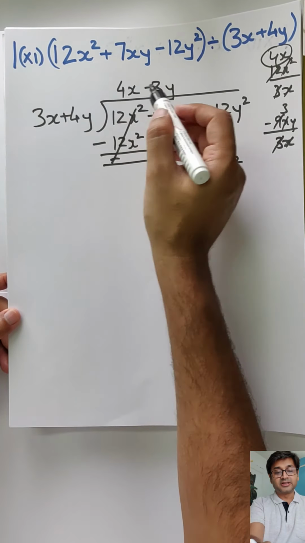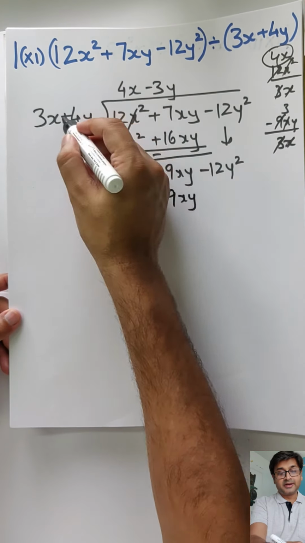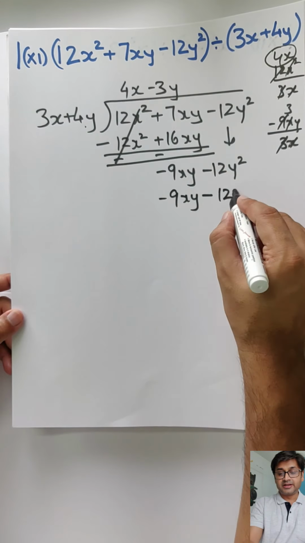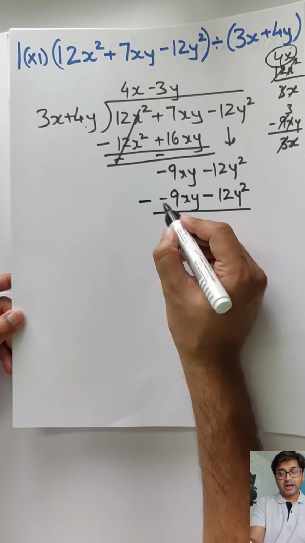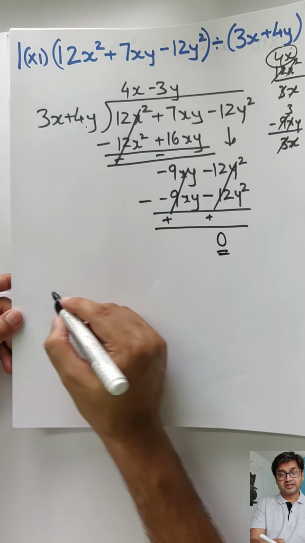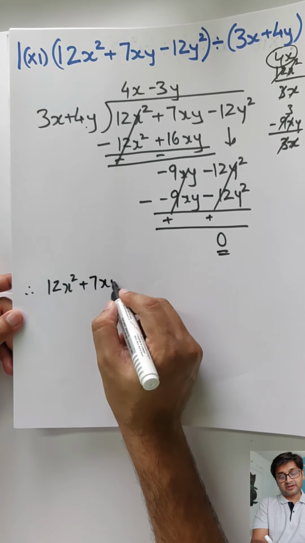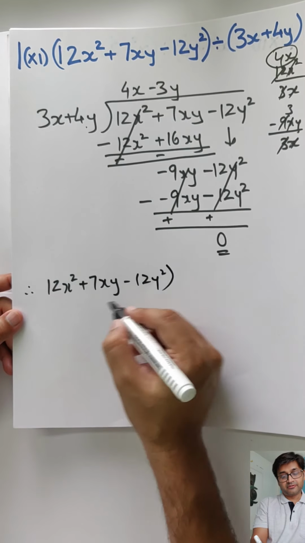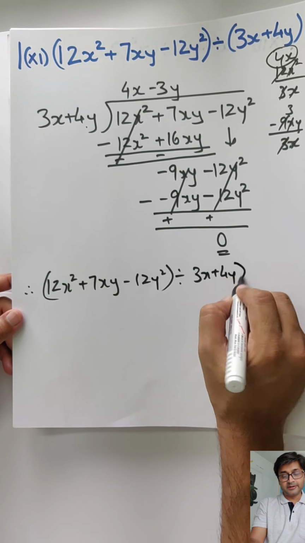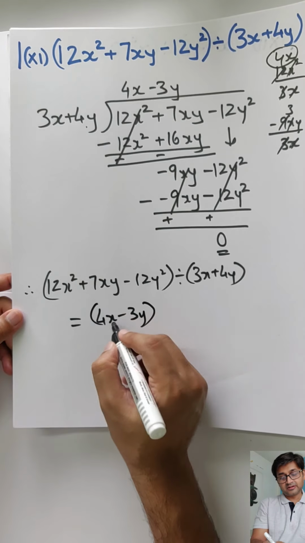So plus into minus, minus. 3 3s are 9xy. Minus plus again minus, 4 3s are 12. Y into y is y square. Minus, so both signs will change and what I ultimately get is a 0. So therefore 12x square, 7xy, 12y square in bracket divided by 3x plus 4y gives us 4x minus 3y.